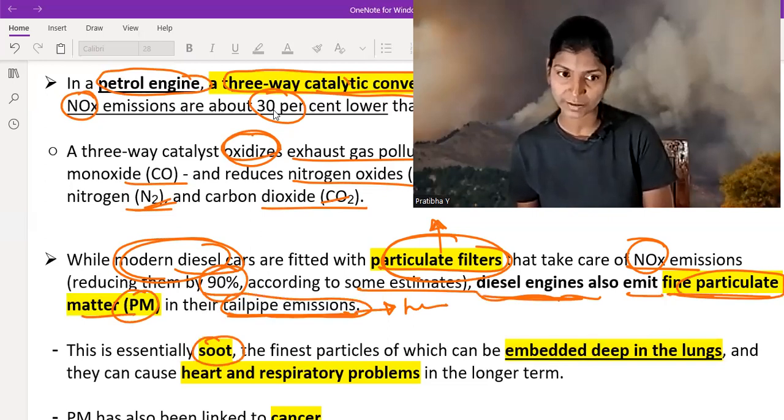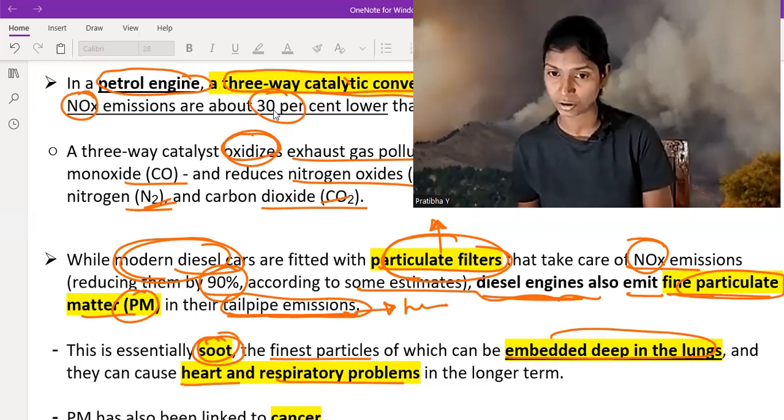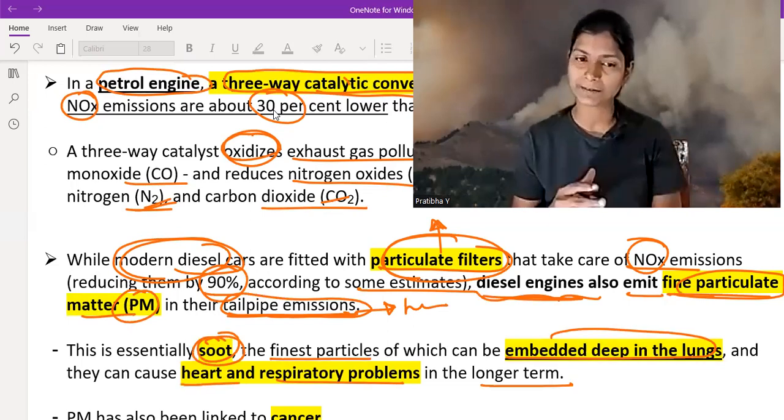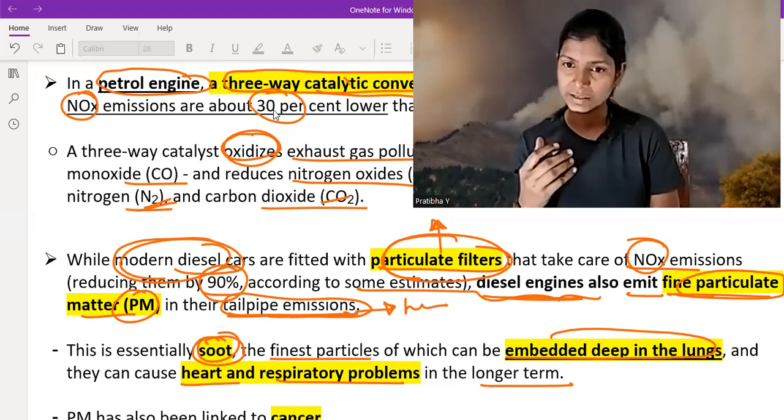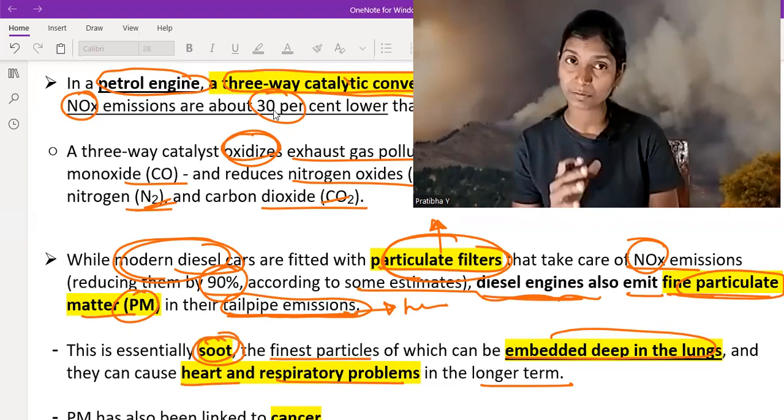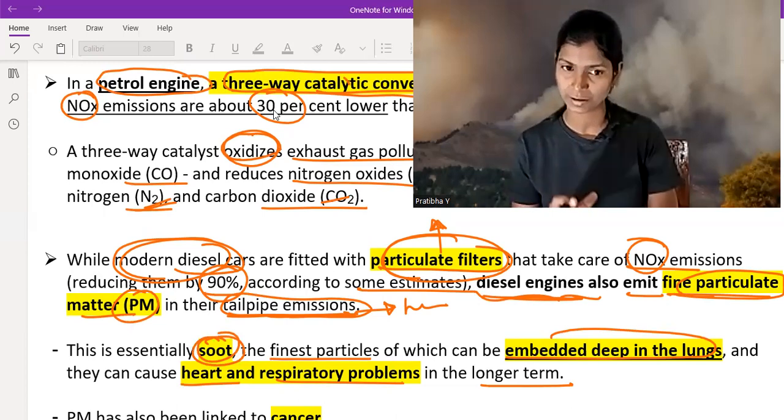This particulate matter is essentially soot, the finest particles of which can be embedded deep in the lung, and they can cause heart and respiratory problems in the long run. So PM is emitted in the tailpipe emissions of diesel engines, and this causes respiratory problems as well as lung and heart problems, because these are soot, fine particulate matter, which embeds deep into the lung. So heart problems and respiratory problems.